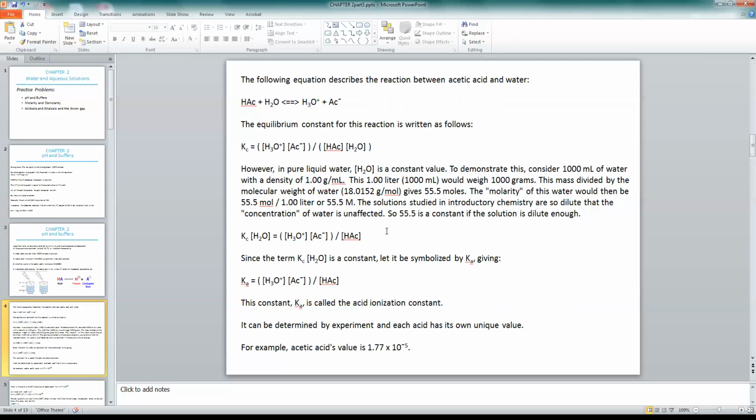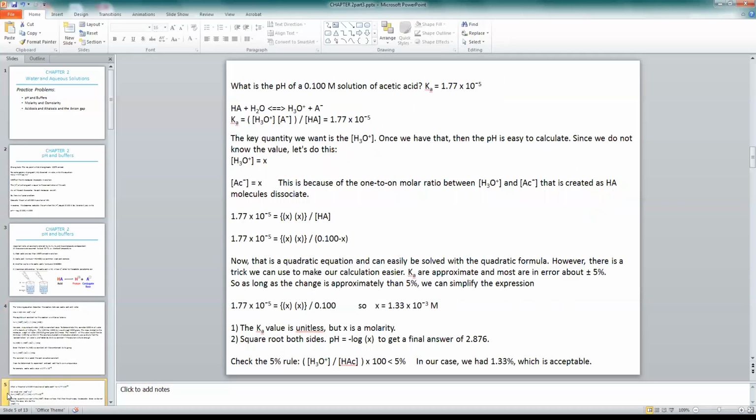And so this Kc times H2O is what we represent as Ka. This is the acid ionization constant, and it's determined experimentally, and each acid is going to have a unique value. So for example, acetic acid's value is going to be 1.77 times 10 to the negative fifth, or somewhere in that range.